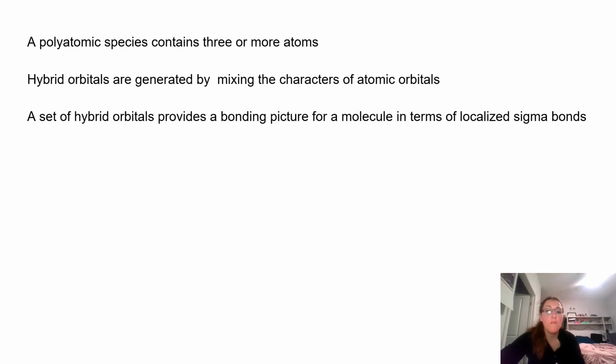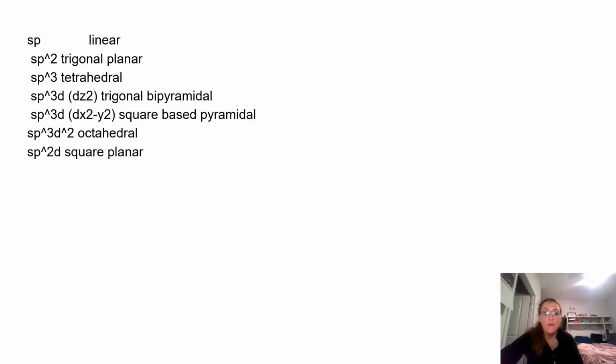Hybrid orbitals are generated by mixing the characters of atomic orbitals. A set of hybrid orbitals provide a bonding picture for a molecule in terms of localized sigma bonds. sp, linear. sp2, trigonal planar. sp3, tetrahedral. sp3d (dz2), trigonal pyramidal. sp3d (dx2-y2), square-based pyramidal. sp3d2, octahedral. sp2d, square planar.